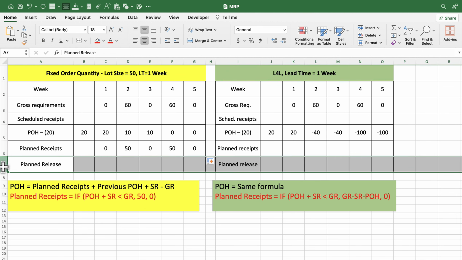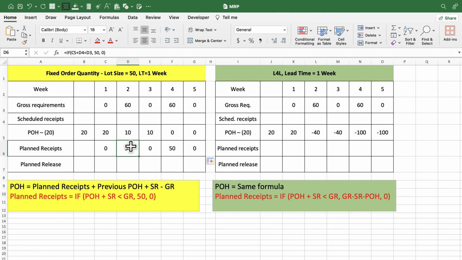Now the next thing will be when to place the order, and the lead time is 1 week. So which means over here we need 50 units, and because lead time is 1 week, we need to place an order here that is 1 week before when this is needed. So that will be equal to this one, and then I will drag this to other cells.